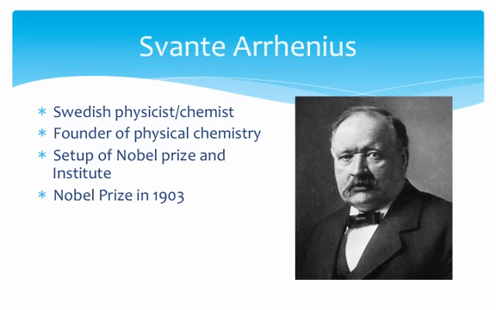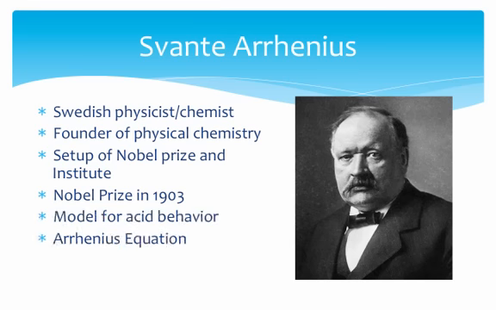Now, in a lot of cases, we spend time talking about the Nobel Prizes that scientists have received. Arrhenius is actually famous for not only having a Nobel Prize of his own, but he's one of the scientists credited with setting up the Nobel Prize Foundation and the Nobel Prize Institute. So he's one of the people that put this whole process into order. He then, later on, received his Nobel Prize in 1903. In terms of science, Arrhenius is famous for coming up with a model to describe acid behavior, as well as a calculation known as the Arrhenius equation, used to talk about chemical kinetics.